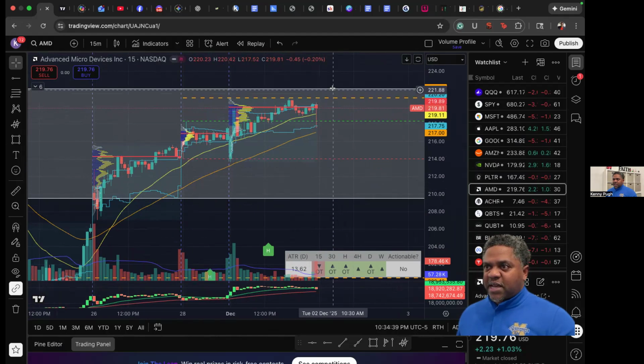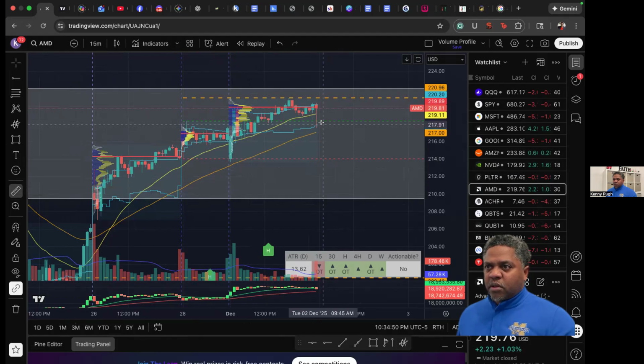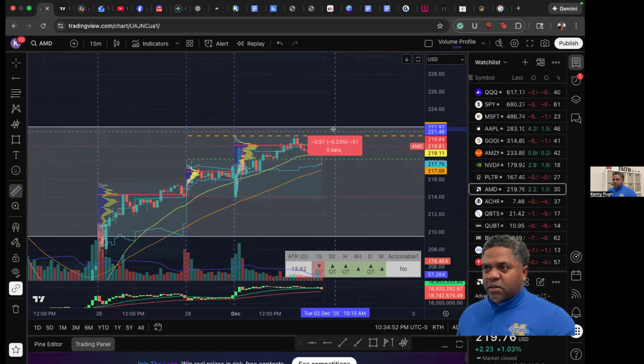So we see that the top of the zone is 221, 222.01. The bottom is 209.56. I want to take a look at getting in somewhere in the middle of this.